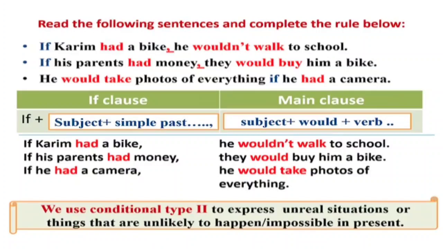Okay, so we use conditional type 2 to express an unreal situation, something that is not real, the opposite of reality, or things that are unlikely to happen, or things that are impossible in the present. Okay, so he would take photos of everything if he had a camera. He doesn't have a camera and he doesn't take photos, so we are just imagining the unreal situation here.